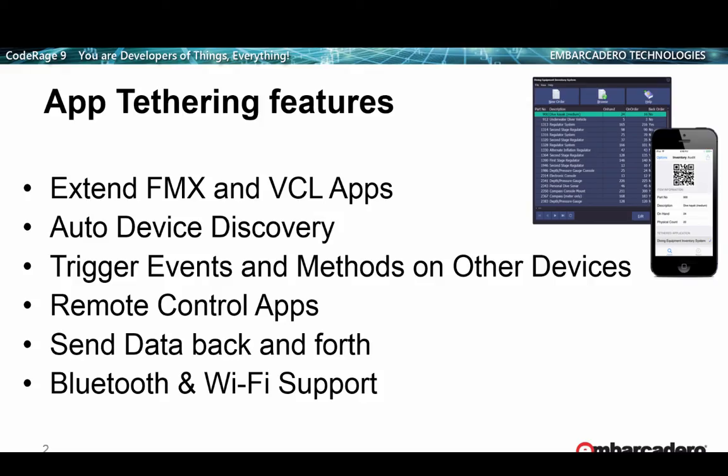And with App Tethering, your application can publish actions, and then other applications can remotely invoke any of the actions on the former application. You can use App Tethering to share data between applications. App Tethering allows sharing of standard data types and streams. And lastly, you have the choice to either use Bluetooth or Wi-Fi for your App Tethering.